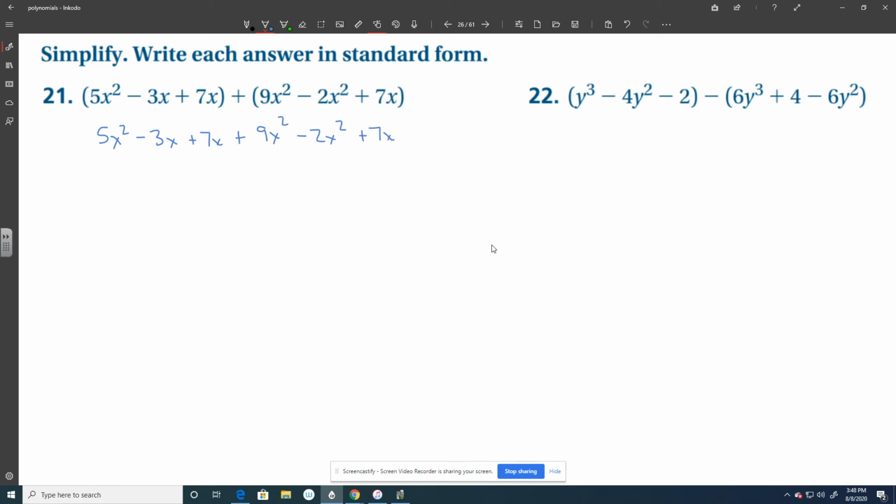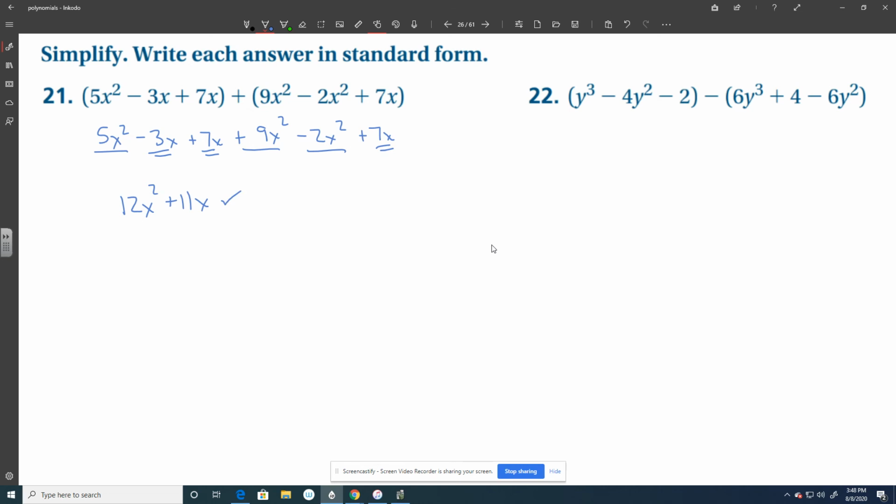So let's start with our x squareds. I've got 5x squareds plus 9x squareds minus 2x squareds. So 5 plus 9 is 14 minus 2. That's 12x squareds. Now I need my x's. Negative 3x plus 7x is 4x, but then I've got to add another 7x, which is 11x. So my answer would be 12x squared plus 11x.